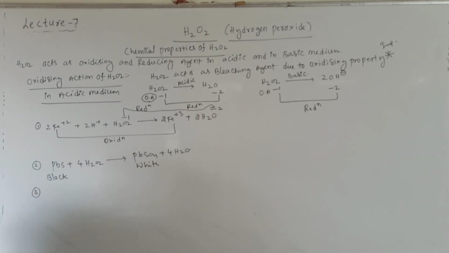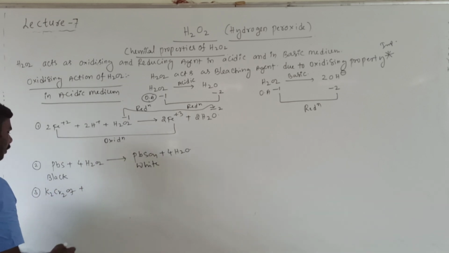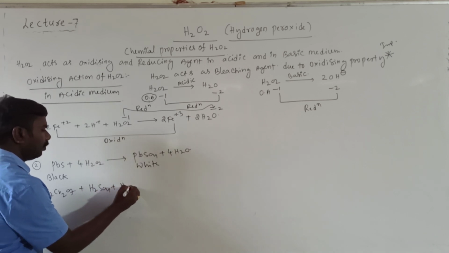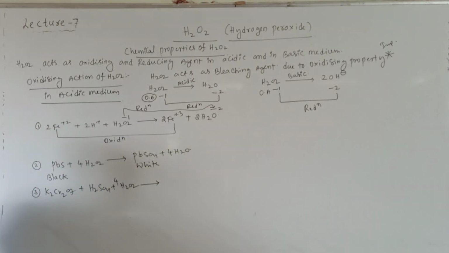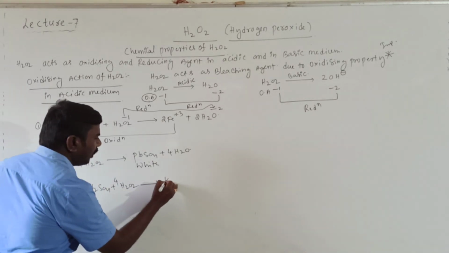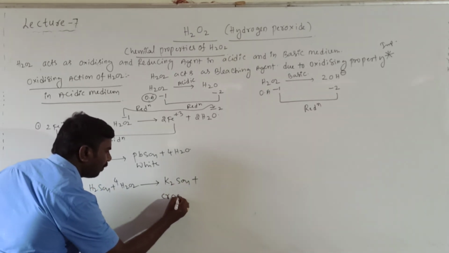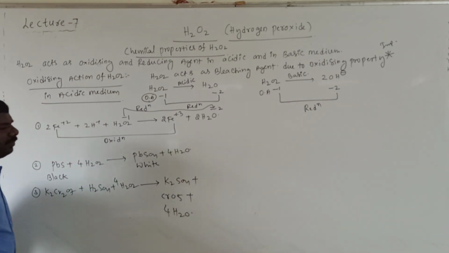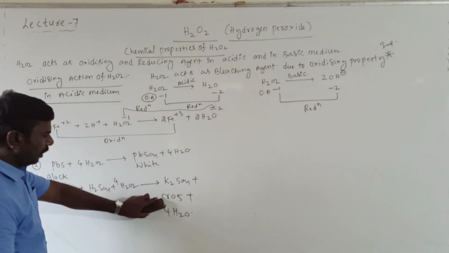The third one is K2Cr2O7 plus H2SO4 plus H2O2. 4 moles I am taking here. Then it gives rise to K2SO4 plus CrO5 plus 4H2O. Or 8H2O will be removed, 5H2O will be removed.